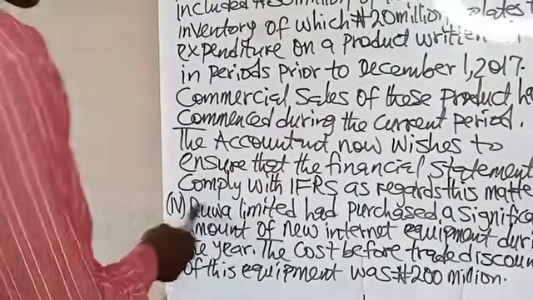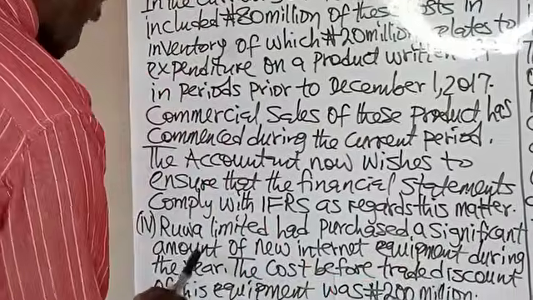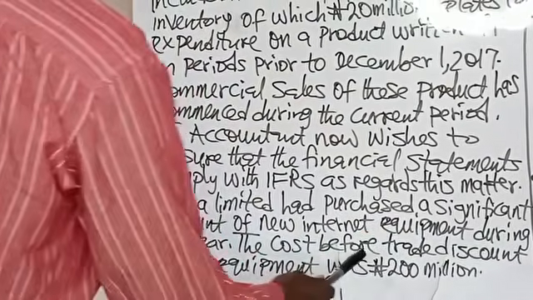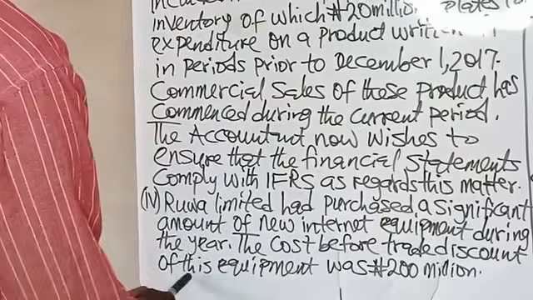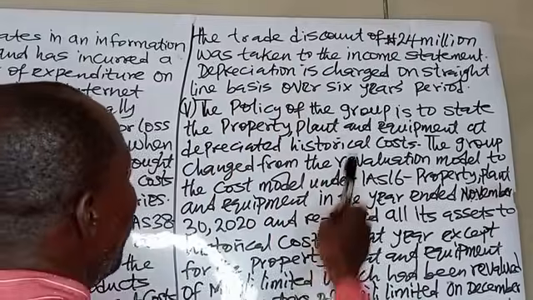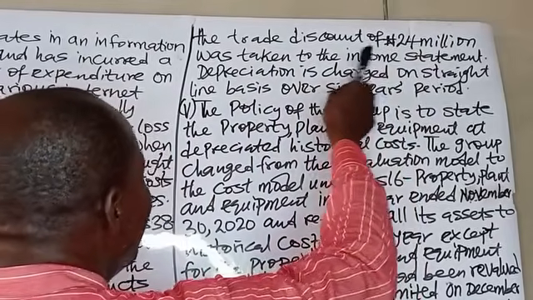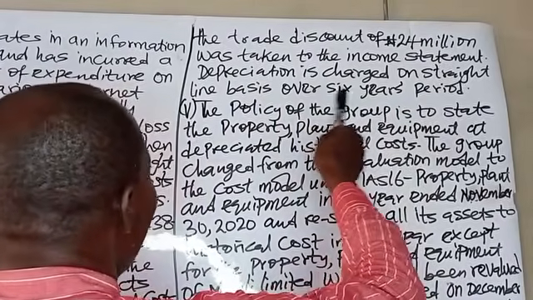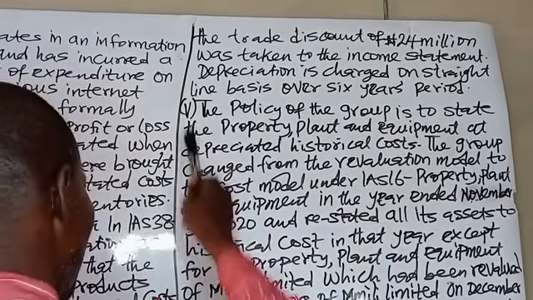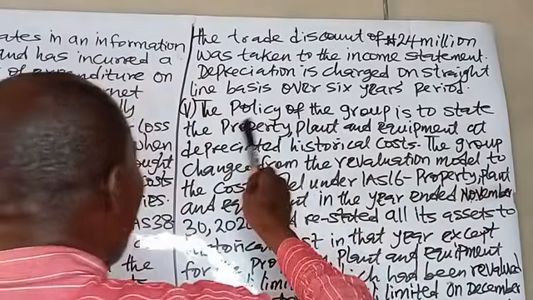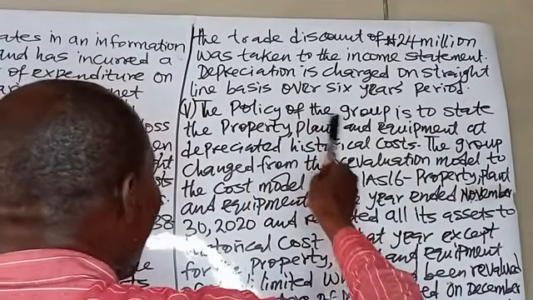Note 4. Ruwa Limited had purchased a significant amount of new internet equipment during the year. The cost before trade discount of this equipment was 200 million naira. The trade discount of 24 million naira was taken to the income statement. Depreciation is charged on a straight line basis over a 6 year period. Note 5. The policy of the group is to state the property, plant and equipment at depreciated historical cost.